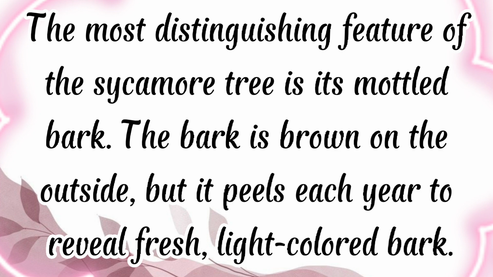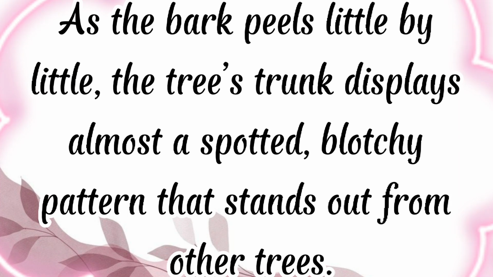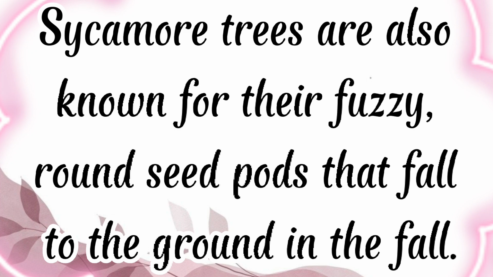The bark is brown on the outside, but it peels each year to reveal fresh, light-colored bark. As the bark peels little by little, the tree's trunk displays almost a spotted, blotchy pattern that stands out from other trees. Sycamore trees are also known for their fuzzy, round seed pods that fall to the ground in the fall.